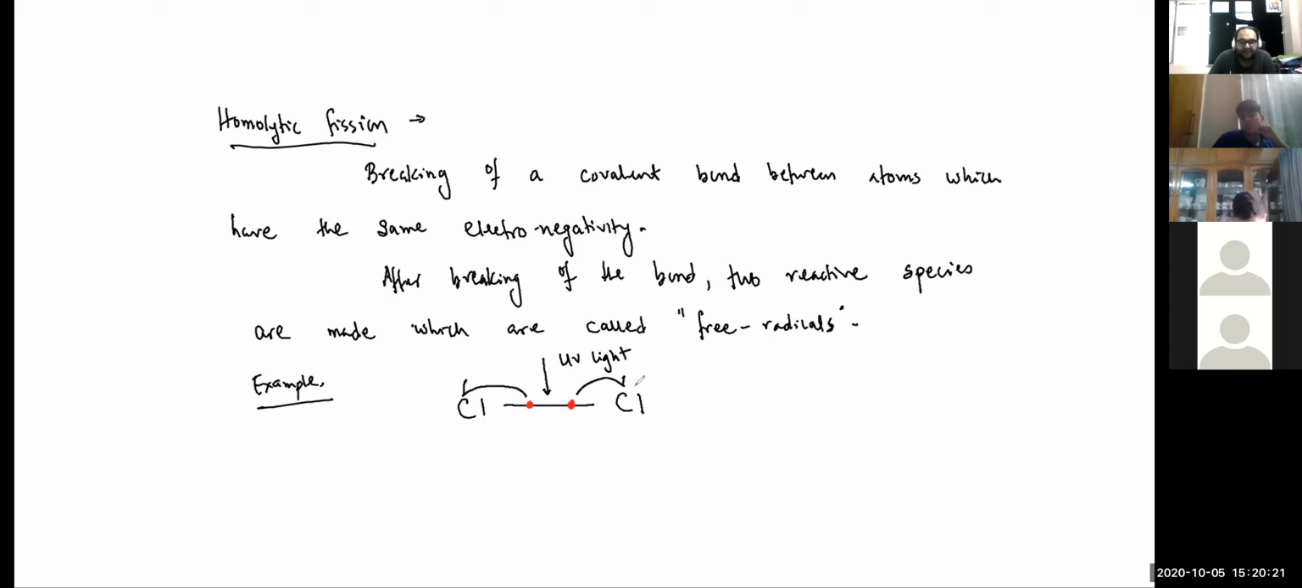And these are half arrows, half curly arrows. Why is it a half curly arrow? Because it's just one electron which is being given back to chlorine. So these are broken, and this bond is broken.